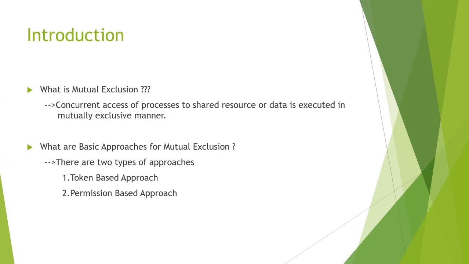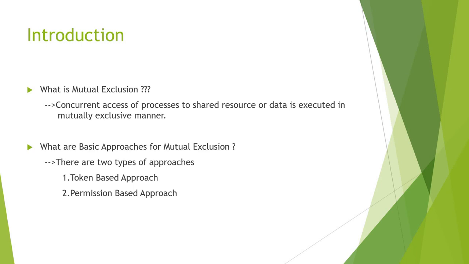Before learning about the decentralized algorithm, let's first understand what mutual exclusion is. Mutual exclusion is defined as concurrent access of processes to a shared resource or data being executed in a mutually exclusive manner. In distributed systems, we have neither a shared memory nor a common physical clock, and therefore we cannot solve the mutual exclusion problem using shared variables. So, to solve the mutual exclusion problem in distributed systems, an approach based on message passing is used.